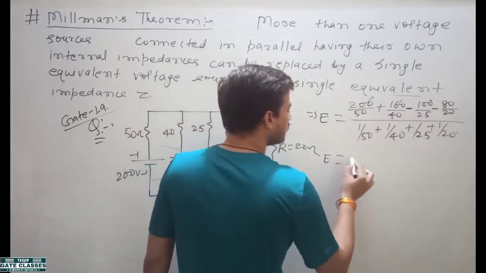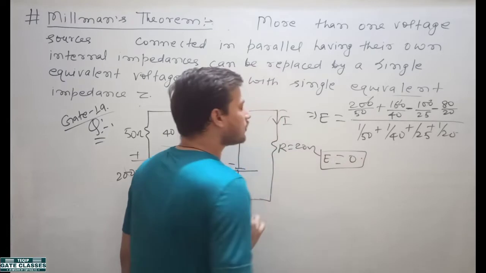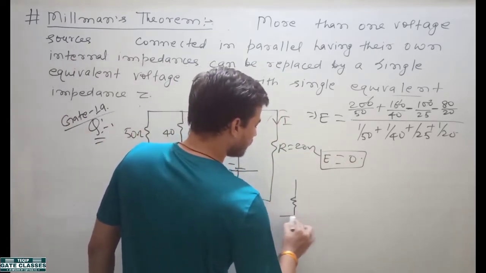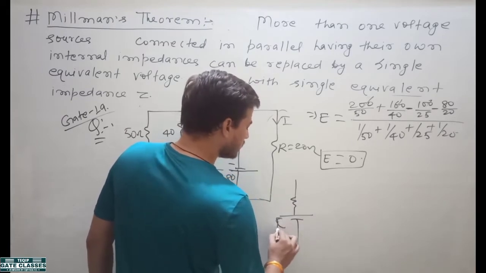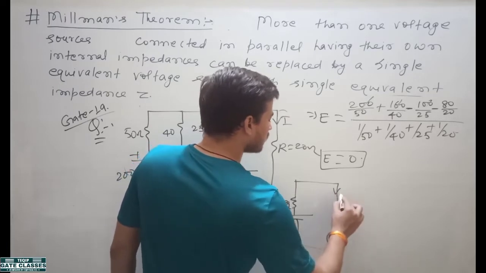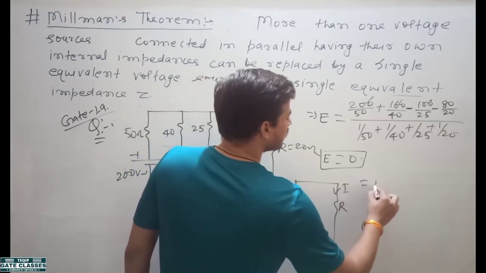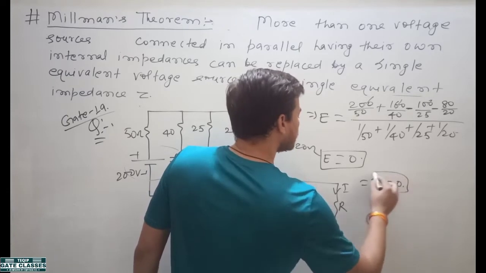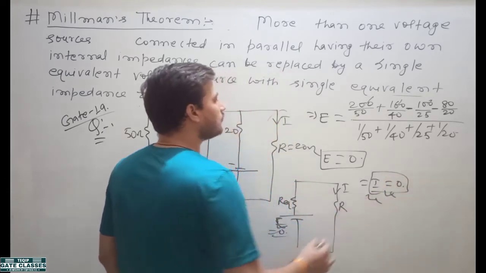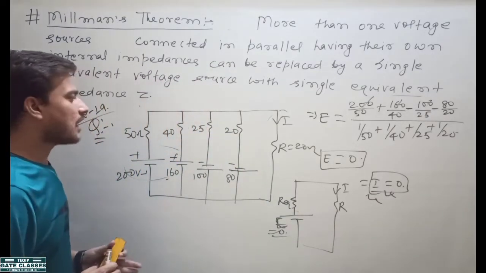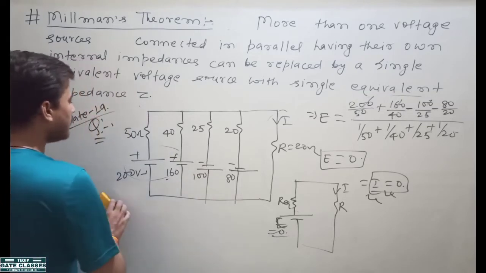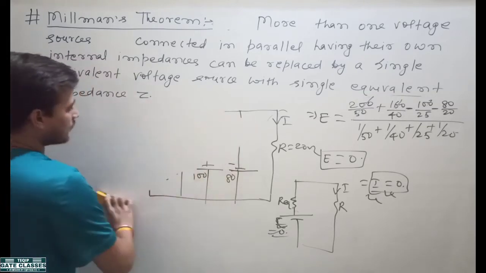So E will be equal to 0. If the value of E is equal to 0, this is R equivalent, then this current I will be equal to how much? This I will also be equal to 0. If Thevenin's voltage itself is 0, then current I will be equal to 0. So its answer is I equal to 0 ampere.